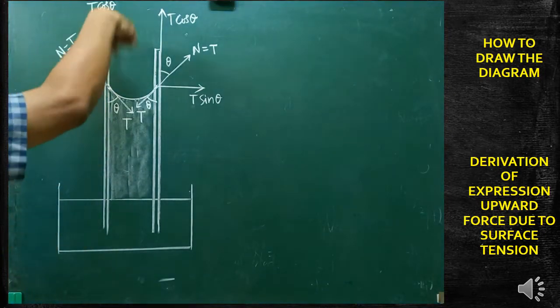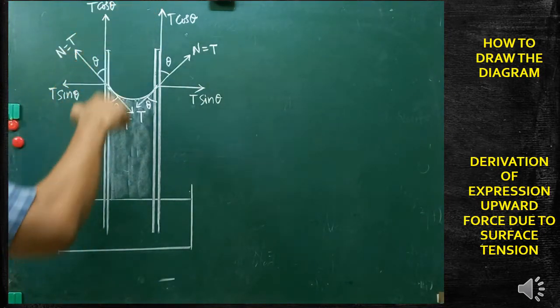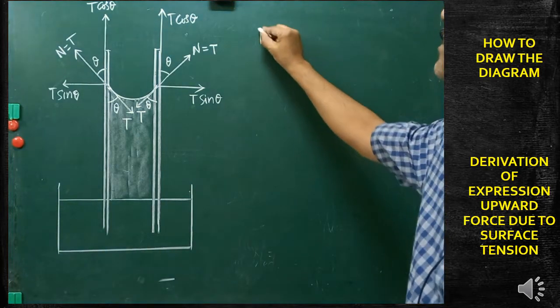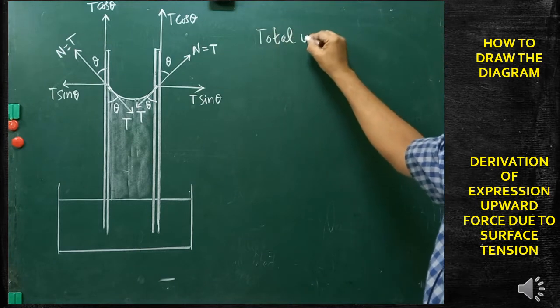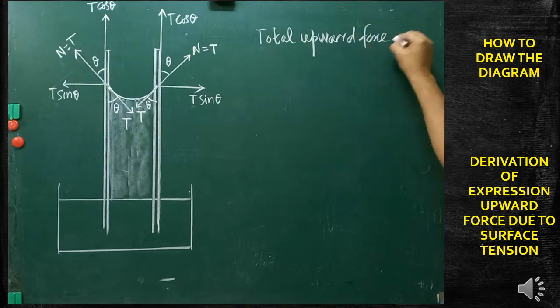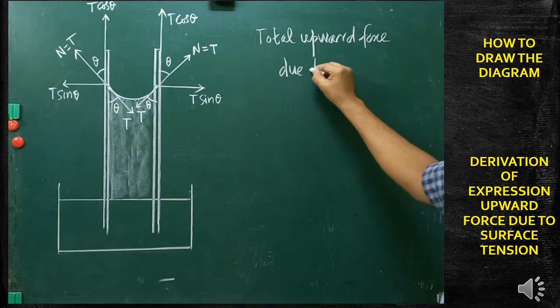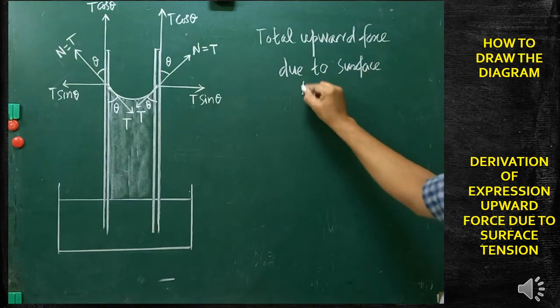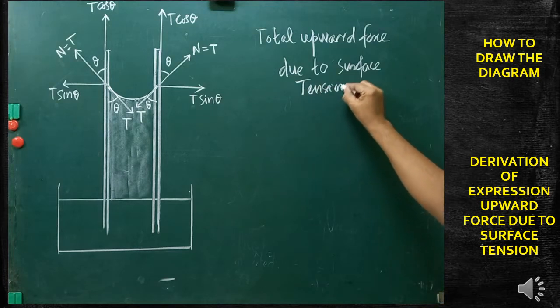Now we are going to calculate the net upward force. Net upward force due to surface tension to be calculated. Very easy. Are you clear? Now we are going to calculate the total upward force. How to write? Total upward force due to surface tension to be calculated. Are you clear?